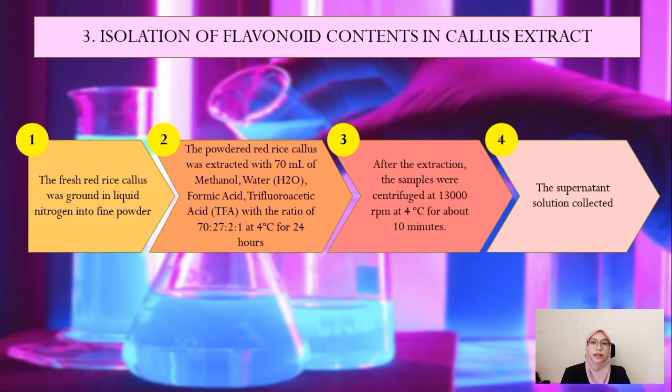The fresh red rice Callus was ground in liquid nitrogen into fine powder. Next, the powdered red rice Callus was extracted with 70 ml of methanol, water, formic acid, and trifluoroacetic acid with the ratio of 70 to 27 to 2 to 1 at 4 Celsius for 24 hours. After the extraction, the samples were centrifuged at 13,000 rpm at 4 Celsius for about 10 minutes and the supernatant solution collected.